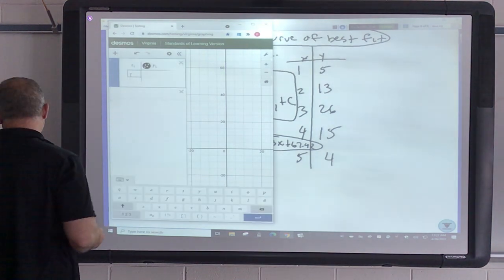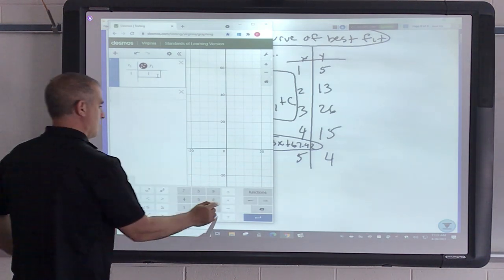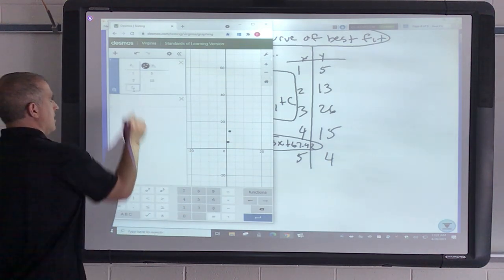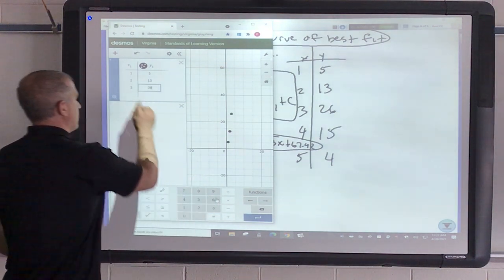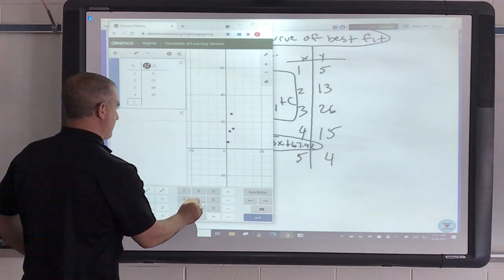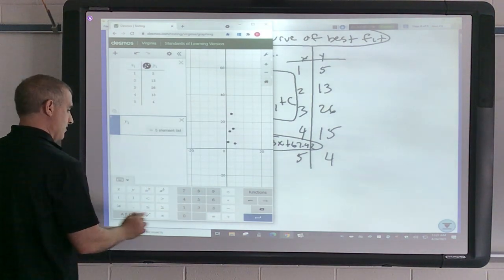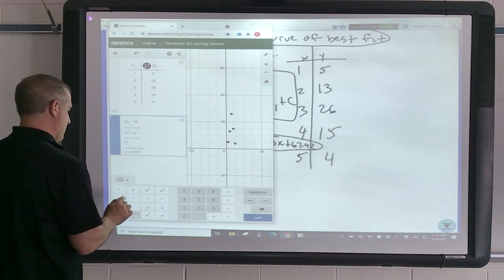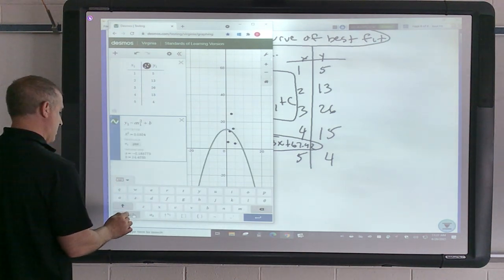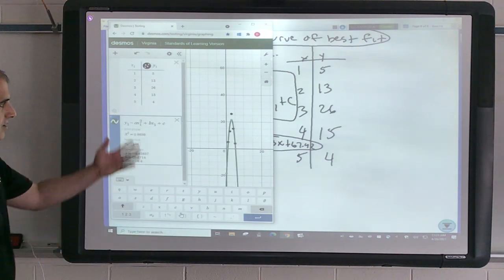All right? So I got a table here of 1 and 5, 2 and 13, 3 and 26, 4 and 15, and then 5 and 4. Okay? Now, since it said curve of best fit, I'm going to do y1, squiggle line, a x1 squared plus b x1 plus c. Okay, it sort of gives me what the shape's gonna look like.